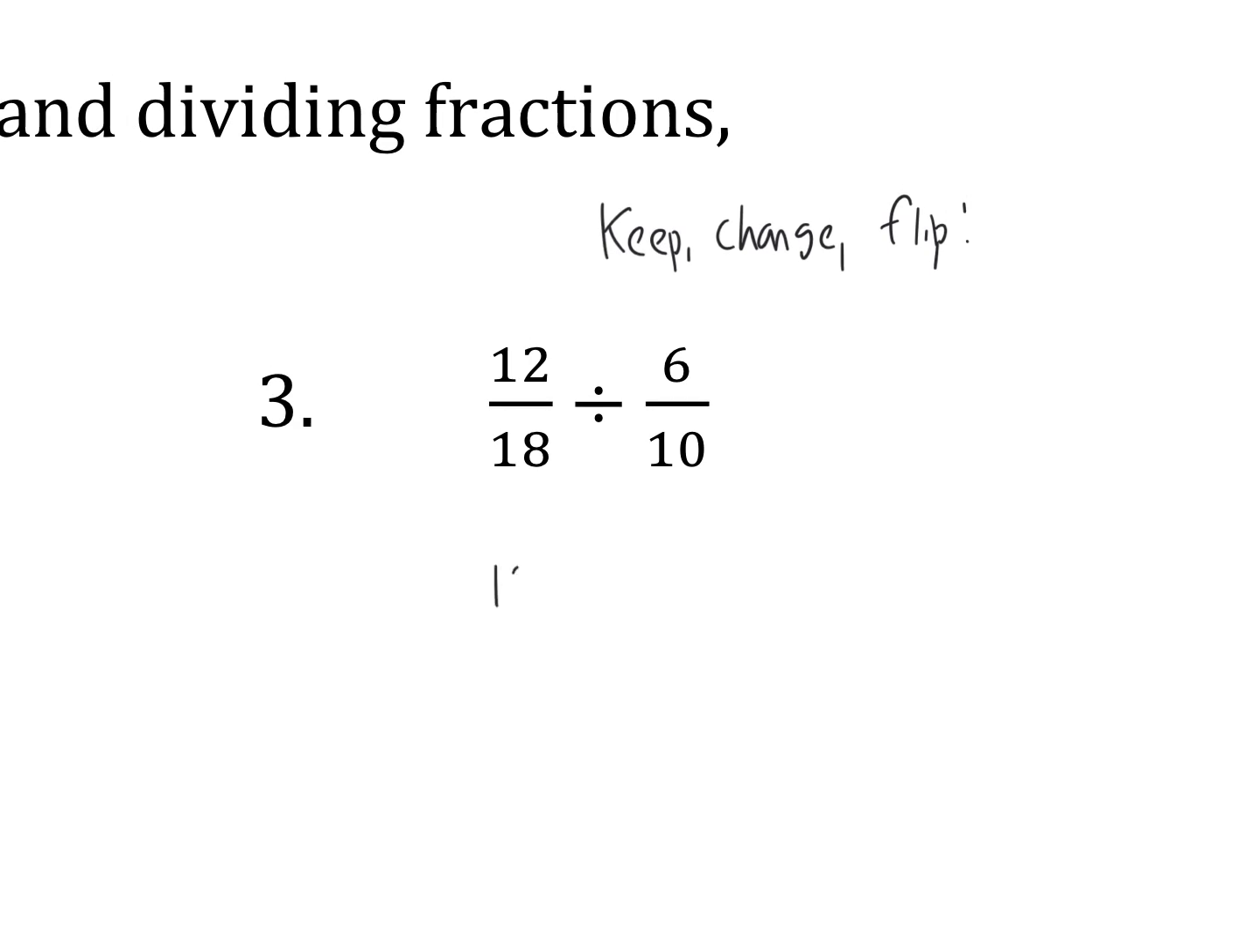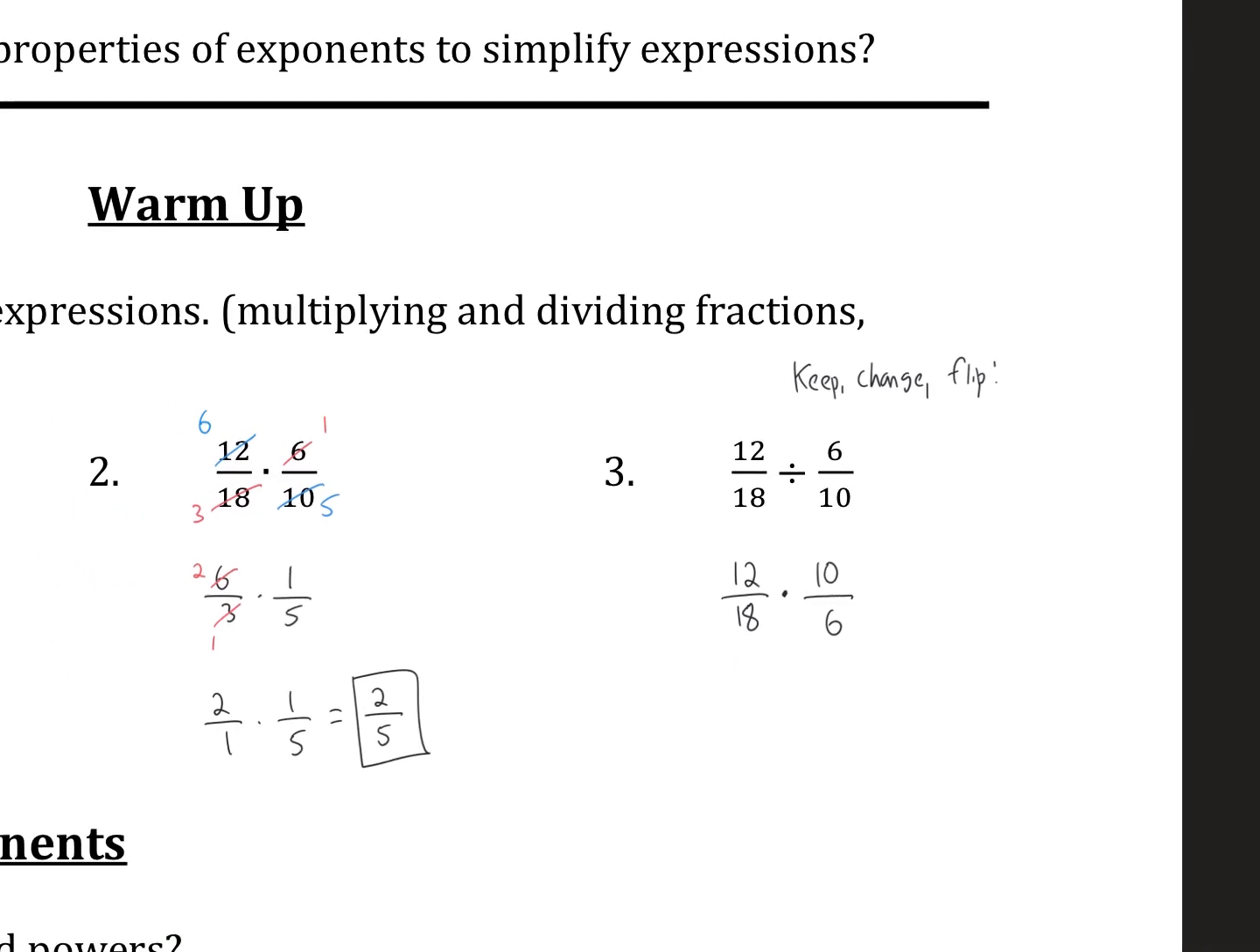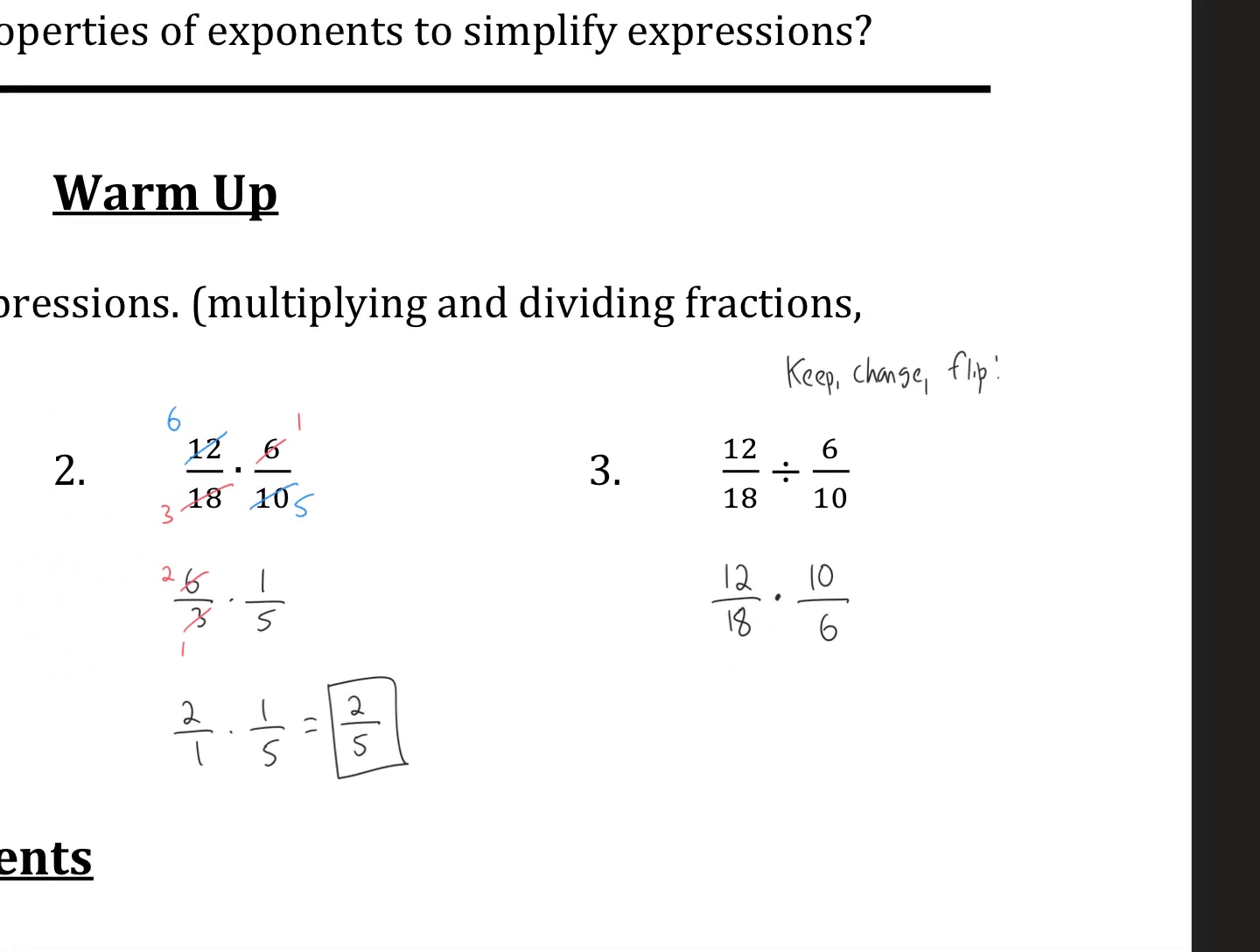Yeah, so we're going to flip this. We're going to keep the 12 over 18. We're going to change division to multiplication. We're going to flip 6 over 10 to 10 over 6. All right, number 3 is just like the last one here. If you want to see if you can do some reducing, cross or vertical reducing, give it a try first.